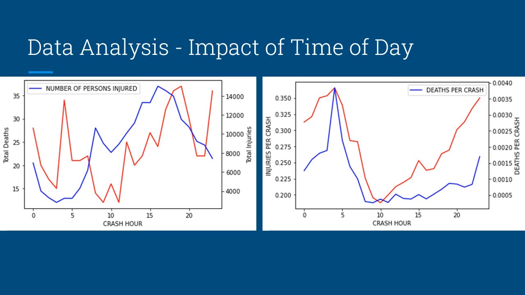And then on the right, we observe that on a per crash basis, the night is by far more dangerous than the day. As far as injuries, we can basically see a constant increase from 10 a.m. through 4 a.m. the next night. So for a specific crash, someone is almost twice as likely to get injured at 4 a.m. than at 8 a.m. or 10 a.m.